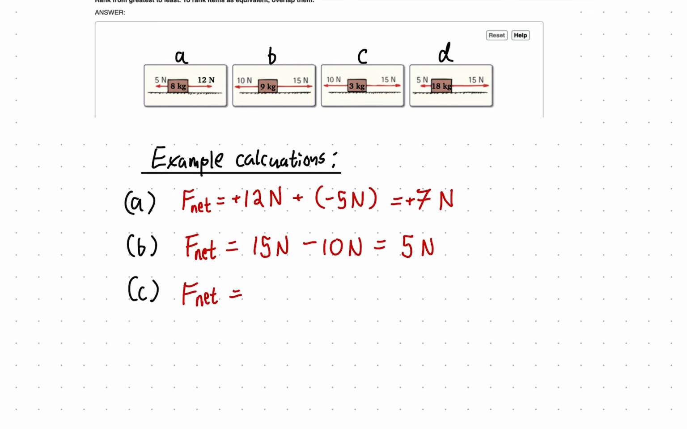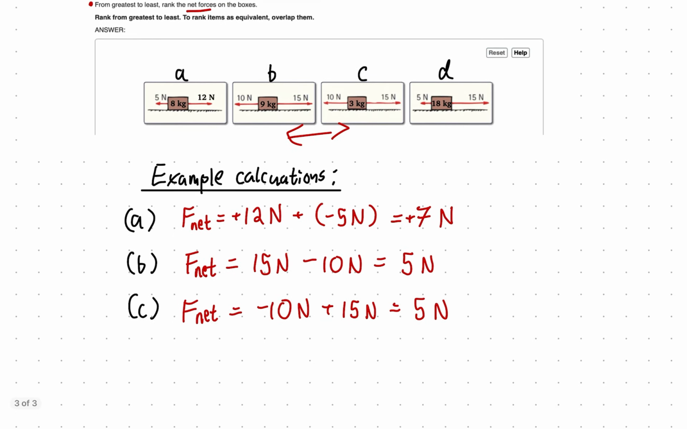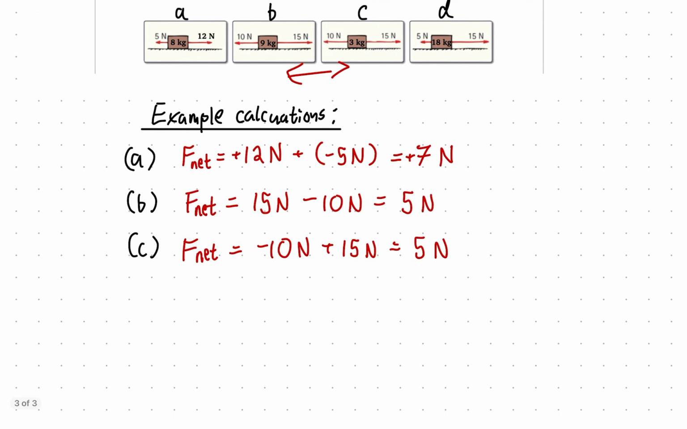And then we'll do F net for part C as well, because we're just doing it each time. And over here, I'll go ahead and start with a negative one, just to show you it doesn't matter, right? Because when you add things together, the order doesn't matter. So negative 10 newtons plus 15 newtons, and that's just going to give me 5 again, because it's actually the exact same forces, as you can see, right? These ones are identical in terms of their net force calculation.